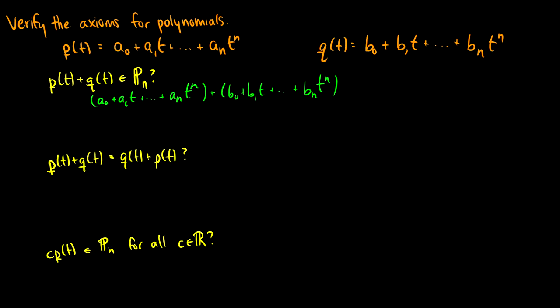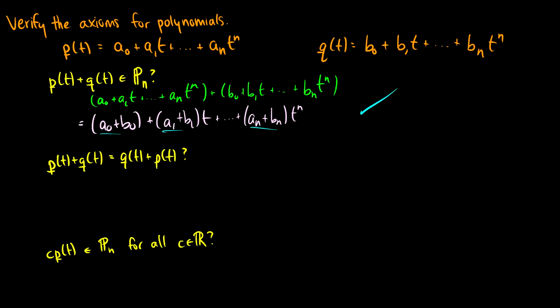Okay, so now what we can do is group things up. We can take a0 plus b0, then we can add a1 plus b1 times t. This will go all the way up to an plus bn times t to the n. So this is in our space. This is good. All of these are good. Therefore, this axiom is satisfied.